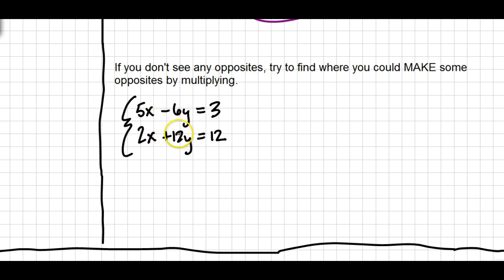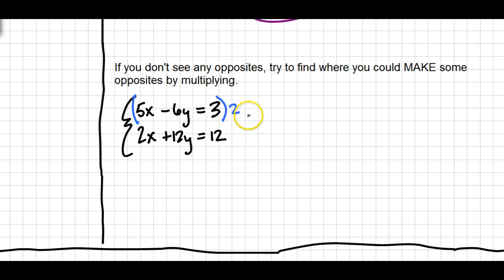So what I can do on the top equation is I can multiply by a 2, and that will turn the 6 into a negative 12, which would then be the opposite of what I'm looking for. So I'm going to modify that top equation by multiplying the whole thing by a number. And remember, that number came from me just looking at what I've got here.